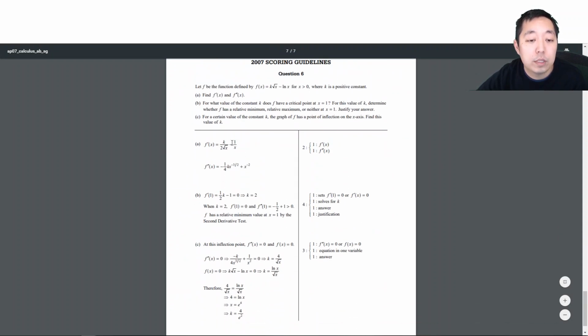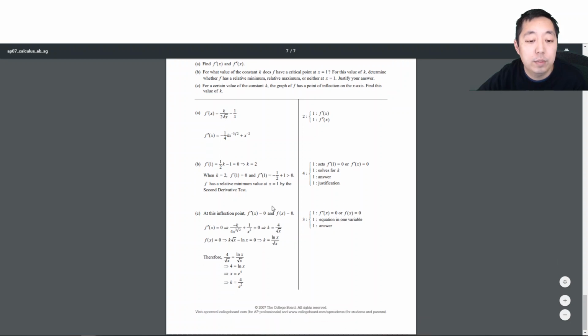K over 2 root x minus 1 over x, negative 1 fourth k x to the negative 3/2 plus x to the negative 2. That's correct. The second derivative test gives a relative minimum. And k is 4 over e squared. All right.